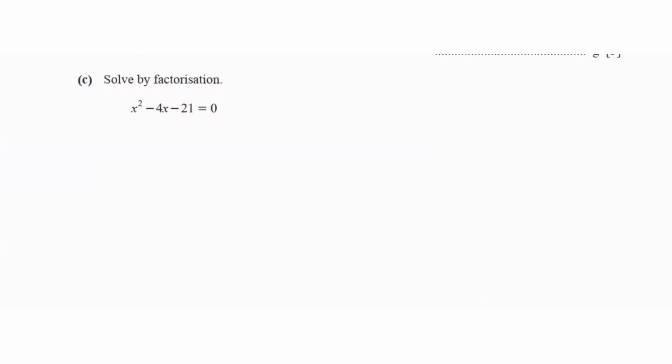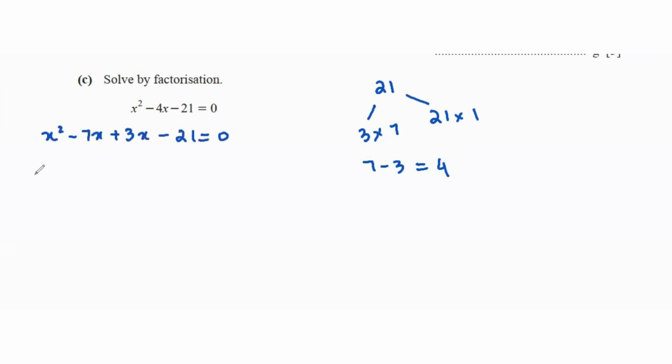Solve by factorization. So we have a quadratic equation. I'm going to use middle term breakage. We're going to start with finding factors of 21, which are 3 times 7 and 21 times 1. Since 7 minus 3 gives us 4, I'm going to replace the middle term with negative 7x plus 3x, and everything else comes as it is.